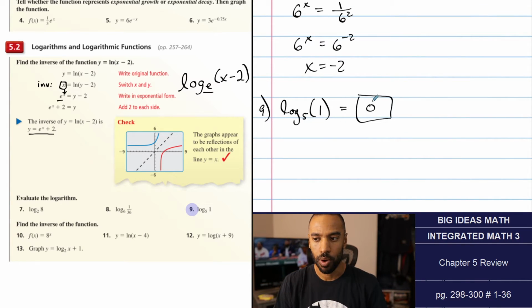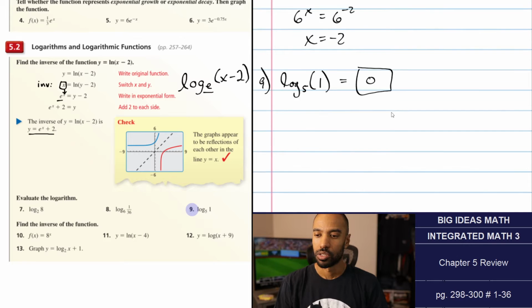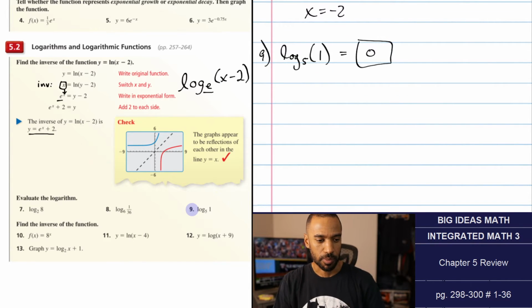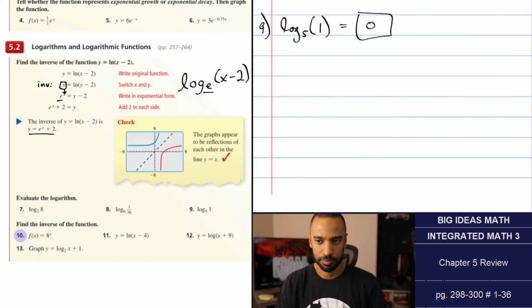We're asking, 5 to what power gives you 1? Anything to the 0 power is 1. So the log of 1 is 0. Keep those in mind. Okay, numbers 10 through 13. Oh, we do have to graph a log function later. Okay, numbers 10 through 12.